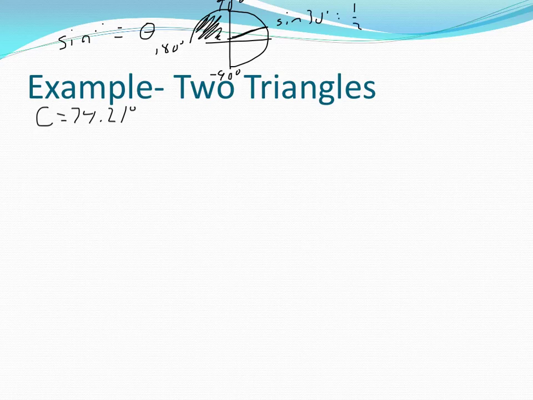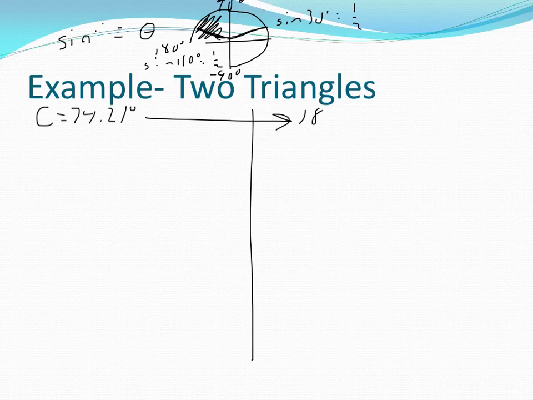Its supplementary angle, 150 degrees, also has a sine of 1/2. So we could look at the supplementary angle of 74.21 as the other possibility for this triangle. That angle is 105.79. So now we have two different triangles. Two different angle C's indicate two different triangles.